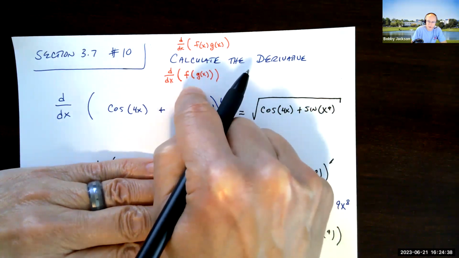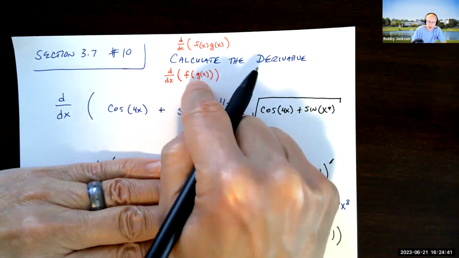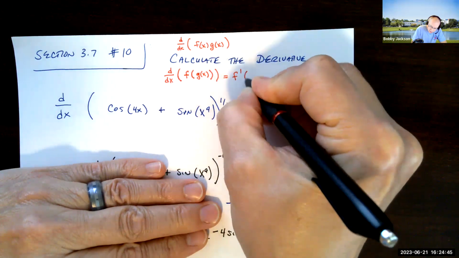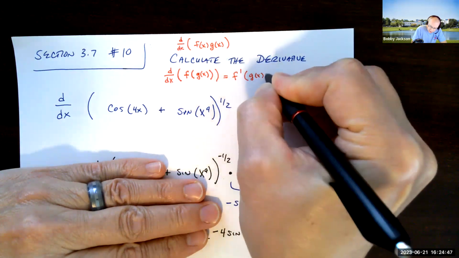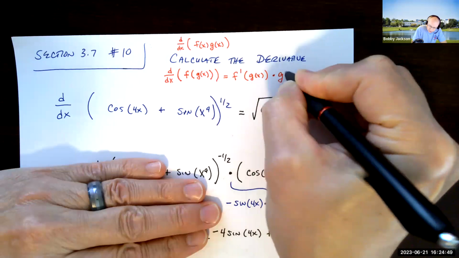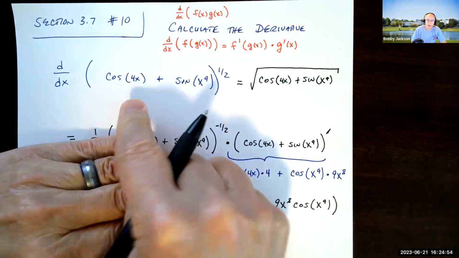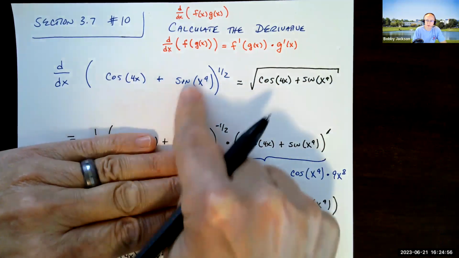So what is the chain rule? When we take the derivative of a composition, it is the derivative of the outer function evaluated at that inner function times the derivative of the inner function. Okay. So that's what we're going to use here. We're going to take the derivative with respect to x of this function.